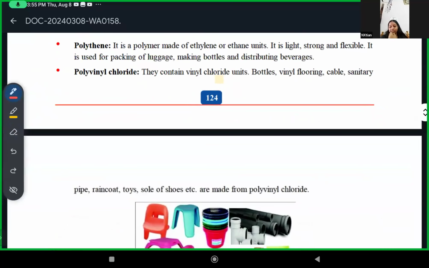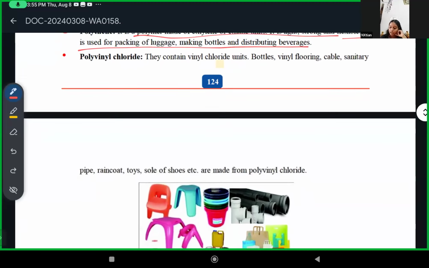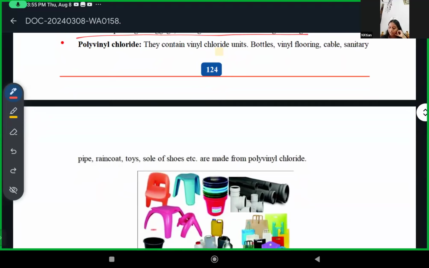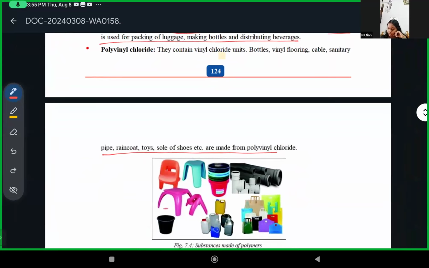Now, in polymers, we have the example of polythene. It is a polymer made of ethylene units. It's light, strong, and flexible. It is used for packing of luggage, making bottles, and distributing beverages. Polyvinyl chloride contains vinyl chloride units. Bottles, vinyl flooring, cables, sanitary pipe, raincoat, toys, sole of shoes, etc. are made from polyvinyl chloride.